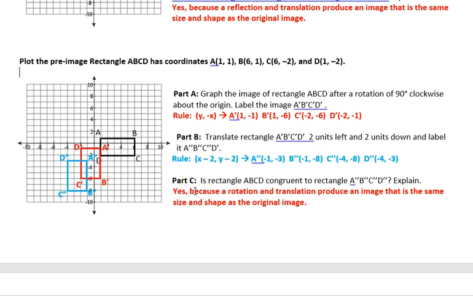Then it asks us for part C. Is rectangle ABCD congruent to rectangle A'B'C'D'? The answer here again is yes, because a rotation and translation produce an image that's the same size and shape as the original image. So the only time it's going to be no is if we have a dilation, okay? All right, let's move on to the next section.